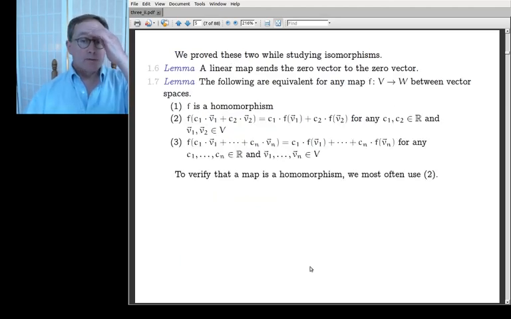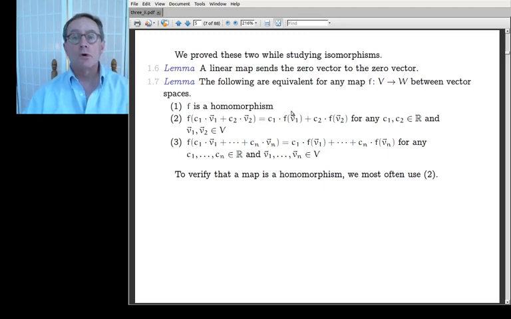We already have some results that we're carrying over from isomorphisms. The first is that we said that an isomorphism sends the zero vector to the zero vector, but if you examine the proof, we never used that an isomorphism is a correspondence, so the same proof works here. So any homomorphism or any linear map, the two words mean the same thing, I'm going to try to use them one and the other so a person gets used to both of them, sends the zero vector to the zero vector.